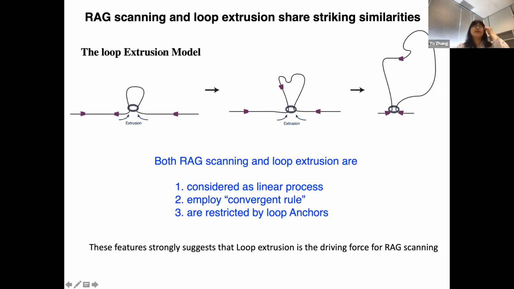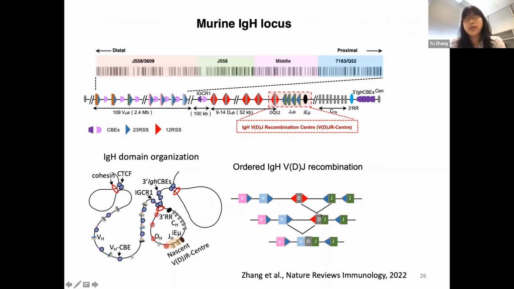So if you look at RAG scanning and loop extrusion, it's not difficult to find out that they actually share striking similarities. They are both considered linear processes. They both employ the convergent rule, and they are both restricted by loop anchors. Since the RAG protein itself does not have ATPase activity, RAG scanning has to be a passive process driven by some mechanism. Therefore, these features together strongly suggest that loop extrusion is the driving force for RAG scanning. So we tested this hypothesis at the mouse immunoglobulin heavy chain locus.